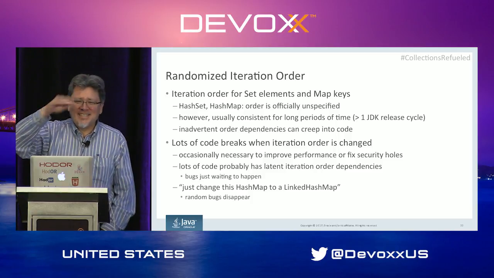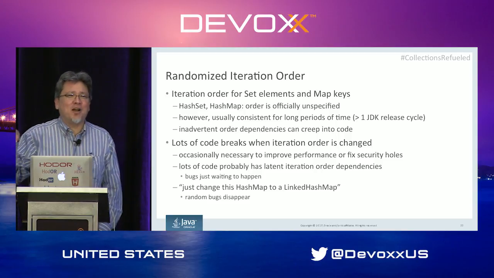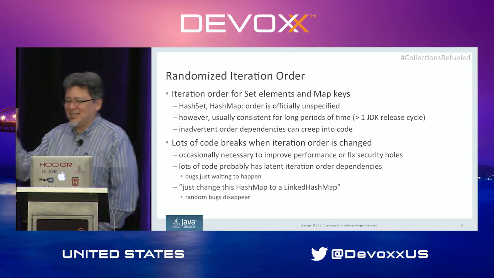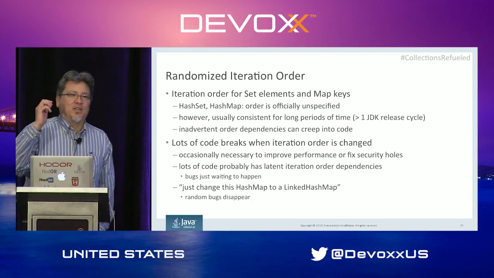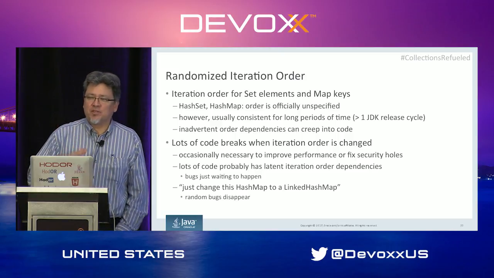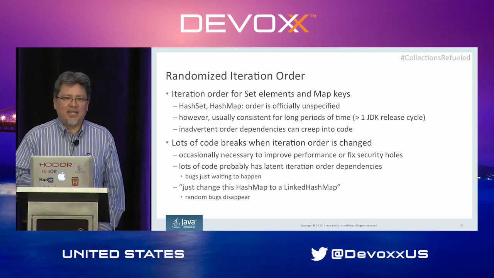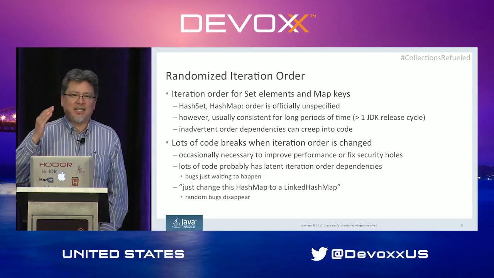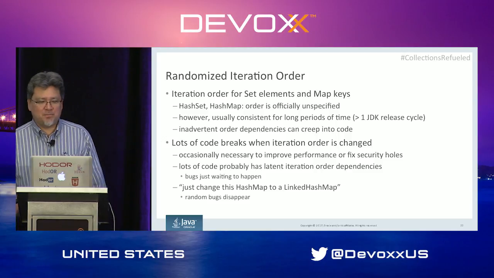I don't know where it is. Just change it to a linked hash map. That'll give us stable iteration order, and then the problems go away. So that's really uncomfortable. But the fact is, prior to Java 9, we have the worst of both worlds. We have iteration order that is unspecified, but that is stable enough to lull people into thinking that it actually is stable. And then when it changes, lots of stuff breaks.